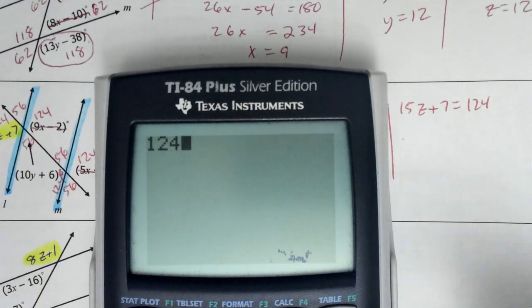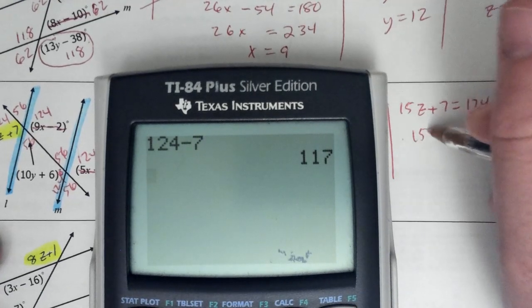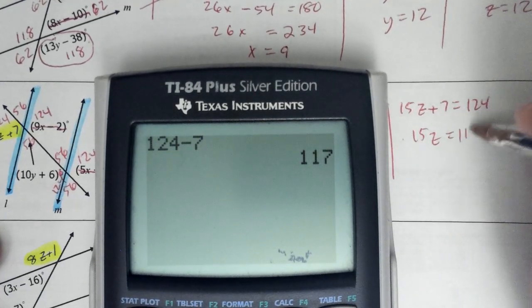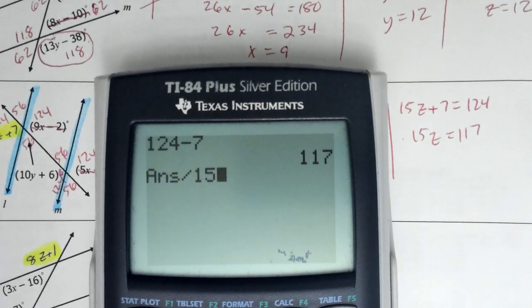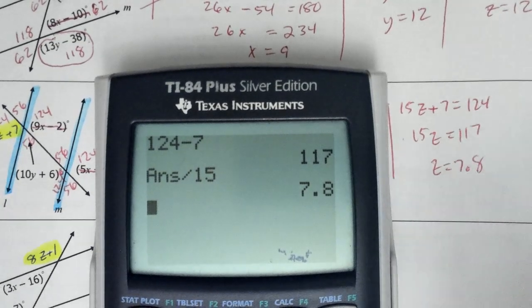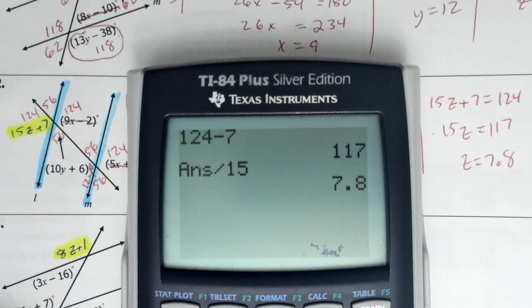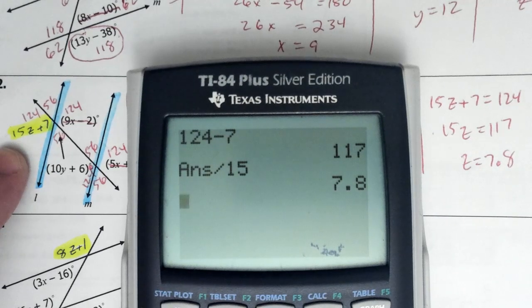So 124, I'm going to subtract that 7. I get 15z is equal to 117. Divide by 15, and I get z equals 7.8. Wait a minute, was I supposed to get a decimal? That's interesting. Well, always plug it back in the picture to double check yourself.